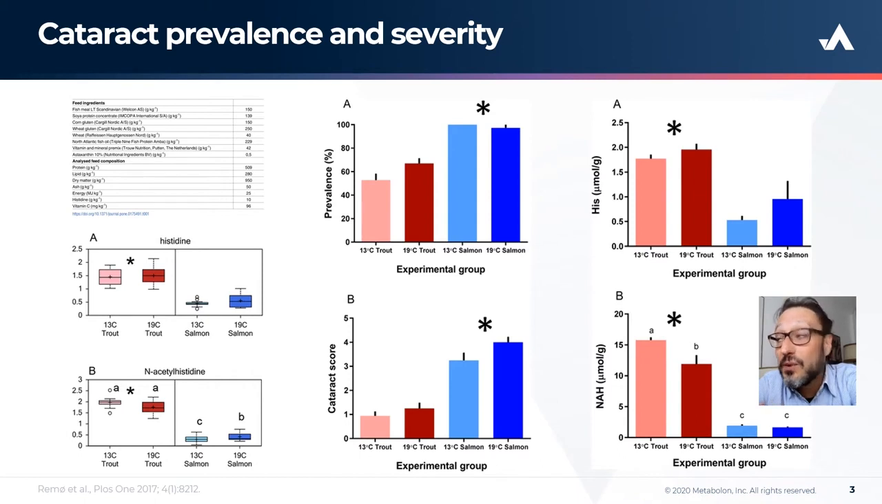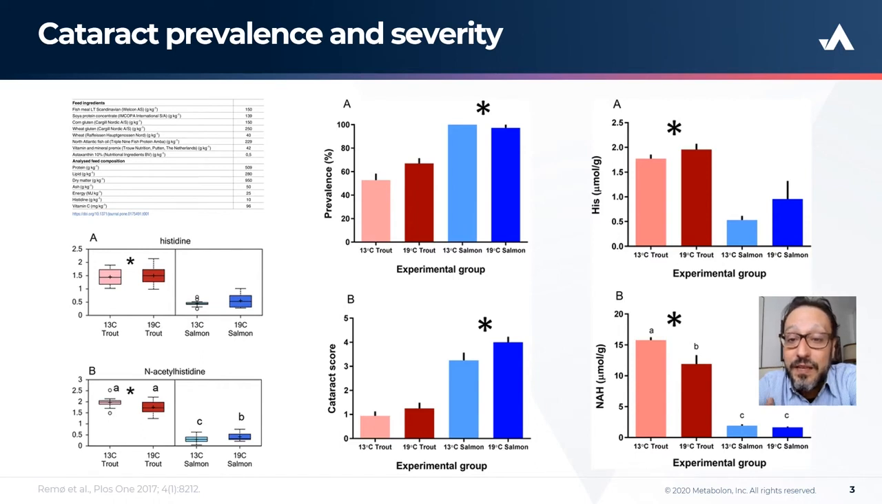Now, suboptimal levels of dietary histidine have been identified as a major risk factor in the development of cataracts in farmed Atlantic salmon, and it can be mitigated through dietary supplementation of histidine. The mitigating effect is thought to derive from the synthesis and concentration of N-acetylhistidine in the lens. And so the concentration of N-acetylhistidine in Atlantic salmon lenses is often considered a marker for the risk of cataract development.